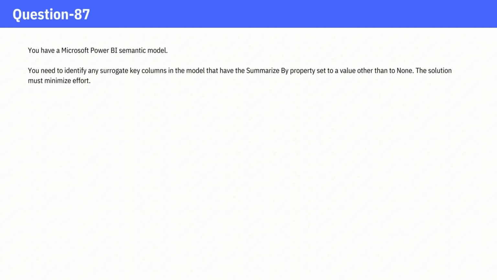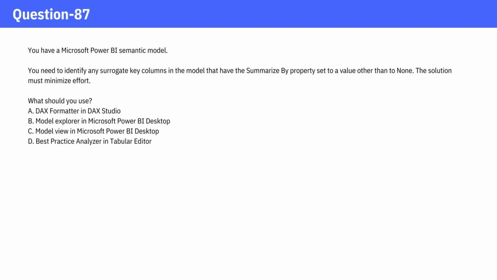You need to identify any surrogate key columns in the model that have the Summarize By property set to a value other than none. The solution must minimize effort. What should you use? A. DAX Formatter in DAX Studio. B. Model Explorer in Microsoft Power BI Desktop. C. Model View in Microsoft Power BI Desktop. D. Best Practice Analyzer in Tabular Editor.